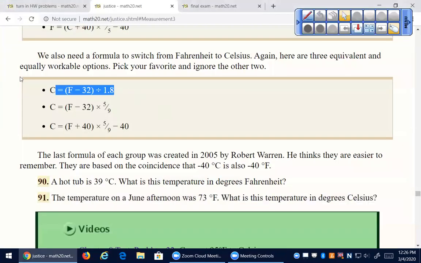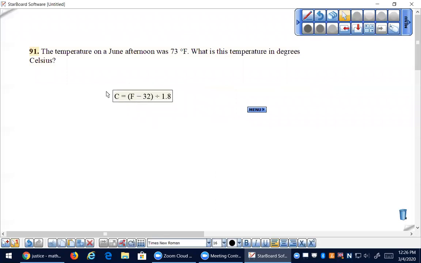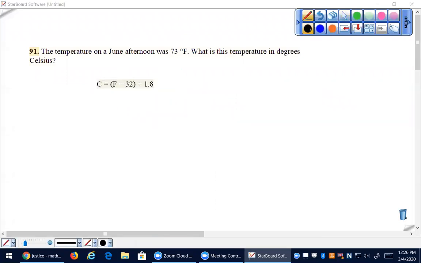Okay, so we pick another one. I'm still going to use the one that's sort of boringly familiar, because for the others, you have to remember which one has minus and which one has plus. The last one of each set, you don't have that. Anyway, there's an F. I plug in the 73 where the F is.